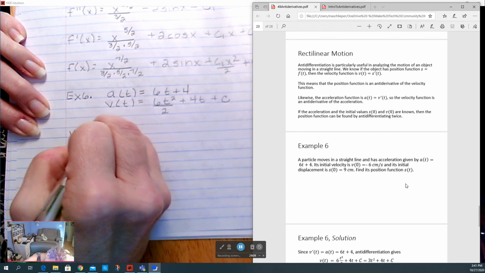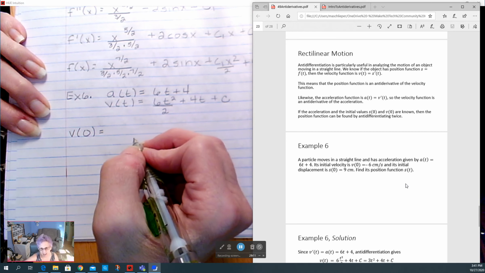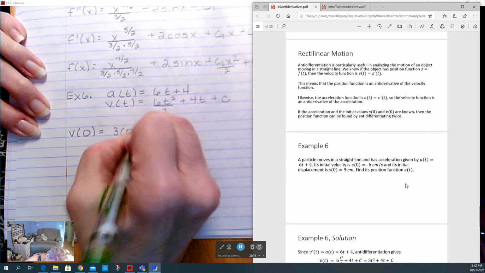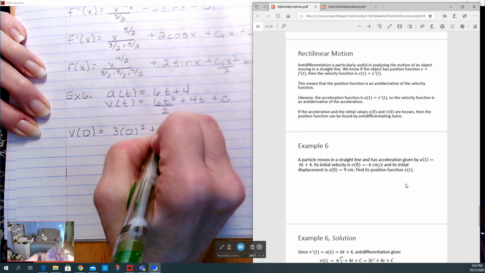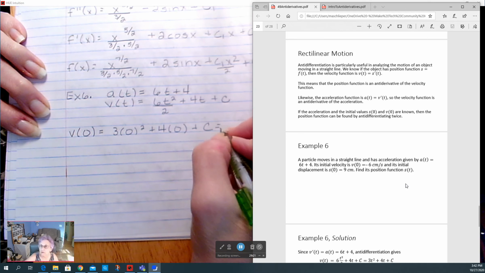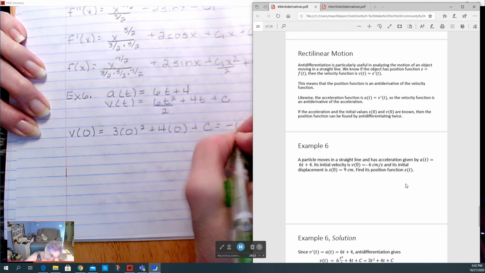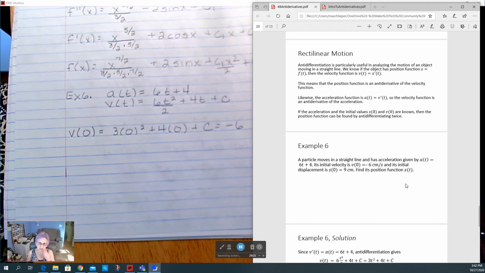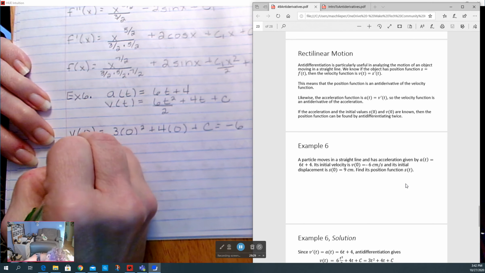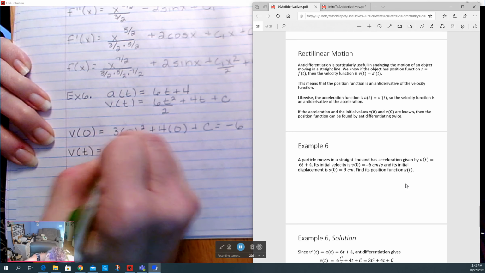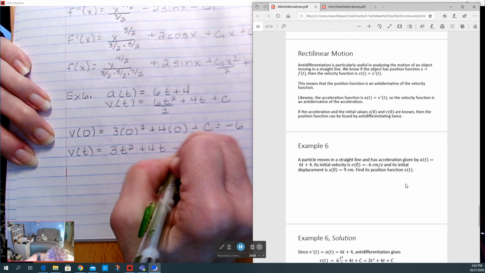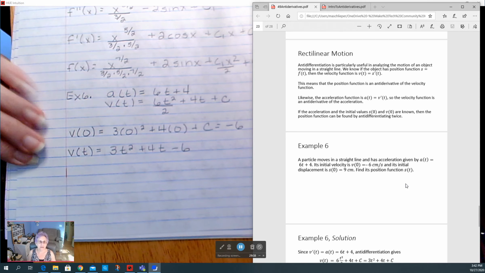So v of 0, and I like to go ahead and simplify stuff now. So 3 times 0 squared plus 4 times 0 plus c is equal to negative 6. I think you can tell that c is negative 6. So my velocity function is 3t squared plus 4t minus 6.